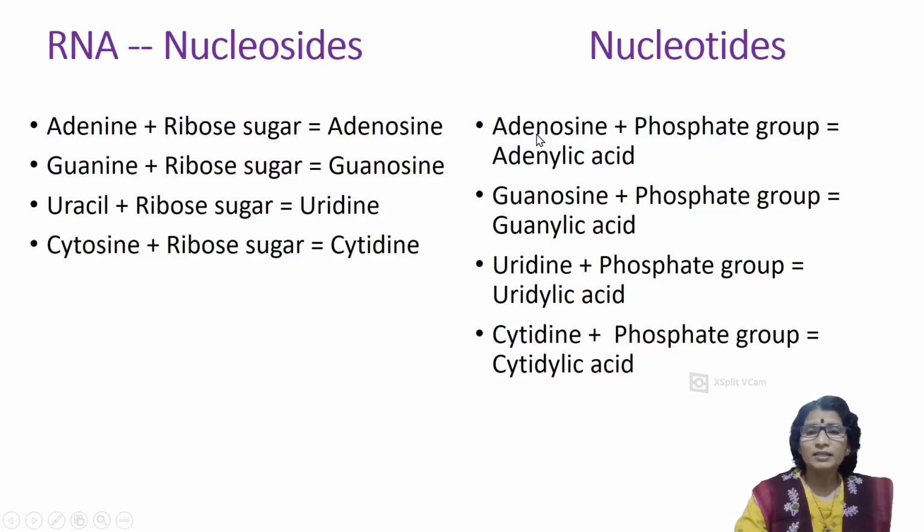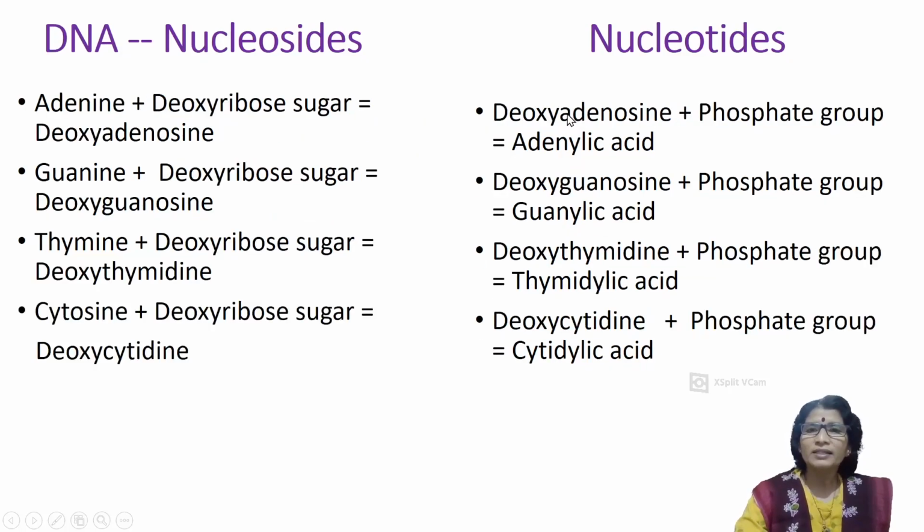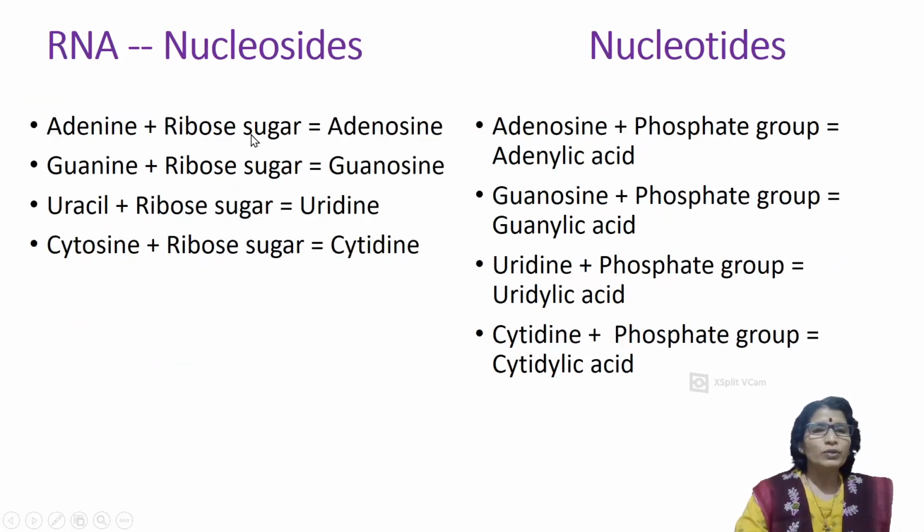Here, this is directly adenosine. But in this deoxyadenosine, because here the sugar is deoxyribose. That is why always deoxyadenosine, deoxyguanosine, deoxythymidine, deoxycytidine like this in the case of DNA. But here the sugar is ribose sugar. That is why no need to use deoxy, directly adenosine, guanosine, uridine and cytidine like this.